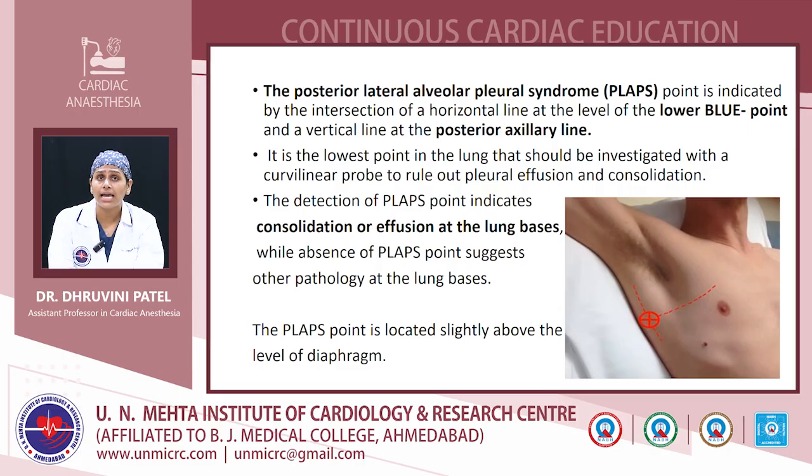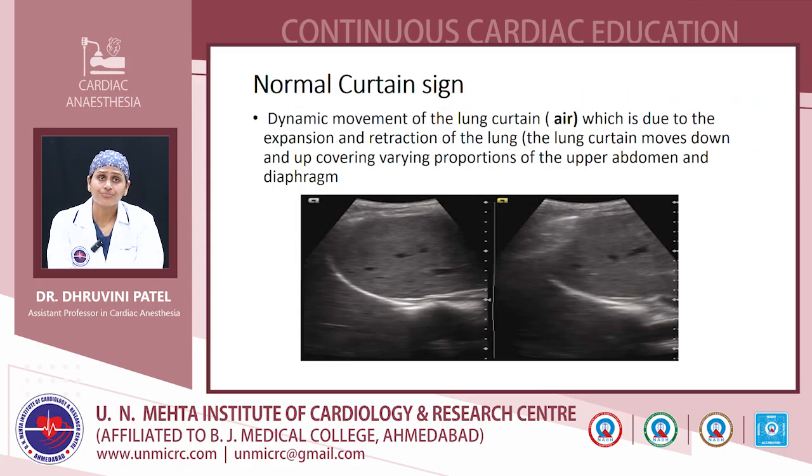Now, posterior lateral alveolar pleural syndrome, or PLAPS point, is indicated by the intersection of the horizontal line at the level of the lower blue point and the vertical line at the posterior axillary line. It's the lowest point in the lung that should be investigated with a curvilinear probe to rule out pleural effusion and consolidation. Detection of the PLAPS point indicates consolidation and effusion at the lung base, and its absence indicates other pathology at the lung base.